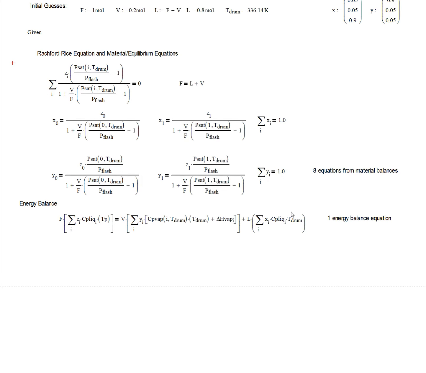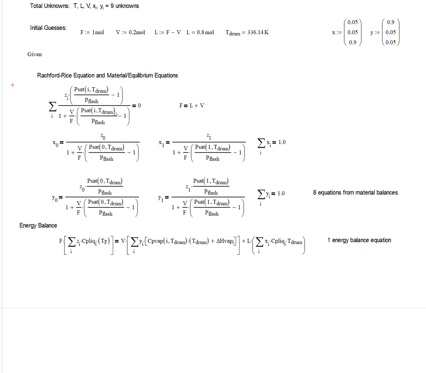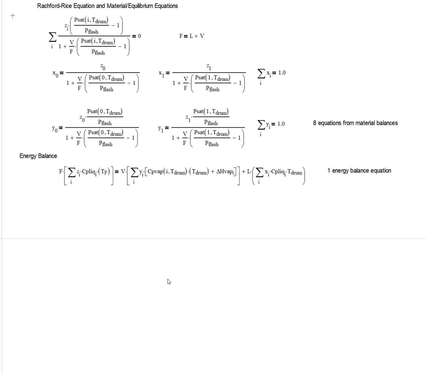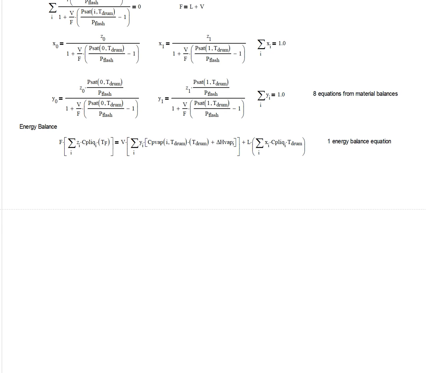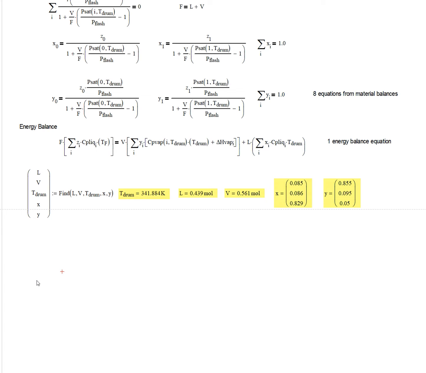So now, remember we had 9 unknowns. We have 8 equations for our material and species balances and equilibrium, and then we have our energy balance equation, so we have 9 independent equations. We can then tell MathCAD to solve for all of these unknowns, and so we use the find command in the simultaneous equation solver. What you see here is the temperature of the drum is calculated at 341.88 degrees Kelvin, or about 342 Kelvin.